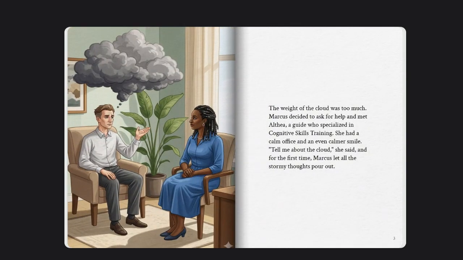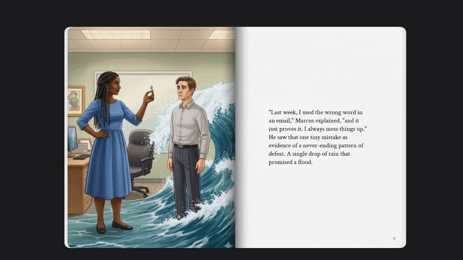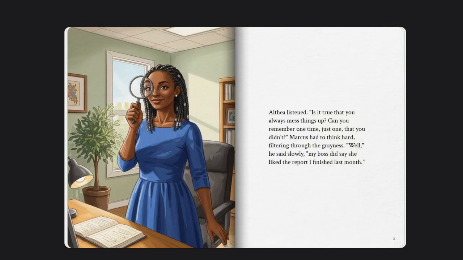Marcus decided to ask for help and met Althea, a guide who specialized in cognitive skills training. She had a calm office and an even calmer smile. "Tell me about the cloud," she said, and for the first time, Marcus let all the stormy thoughts pour out. "Last week, I used the wrong word in an email," Marcus explained, "and it just proves it. I always mess things up." He saw that one tiny mistake as evidence of a never-ending pattern of defeat, a single drop of rain that promised a flood. Althea listened.